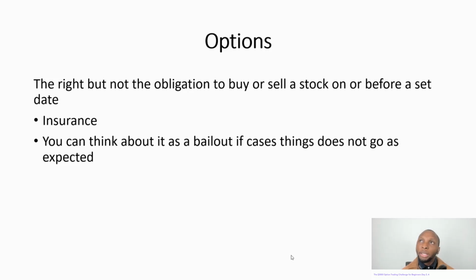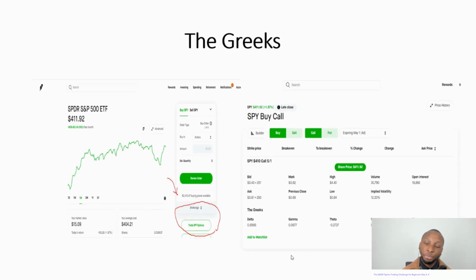Let's take the example of a car. For a car, you buy your insurance in case you have an accident. The option is similar to car insurance because it helps you prepare for the unexpected, in case things don't go as you expected. Also, you can think about the option as a bailout. If you hold a stock and it doesn't go as you expected, whether you didn't expect the price to go up or you didn't expect the price to go down.